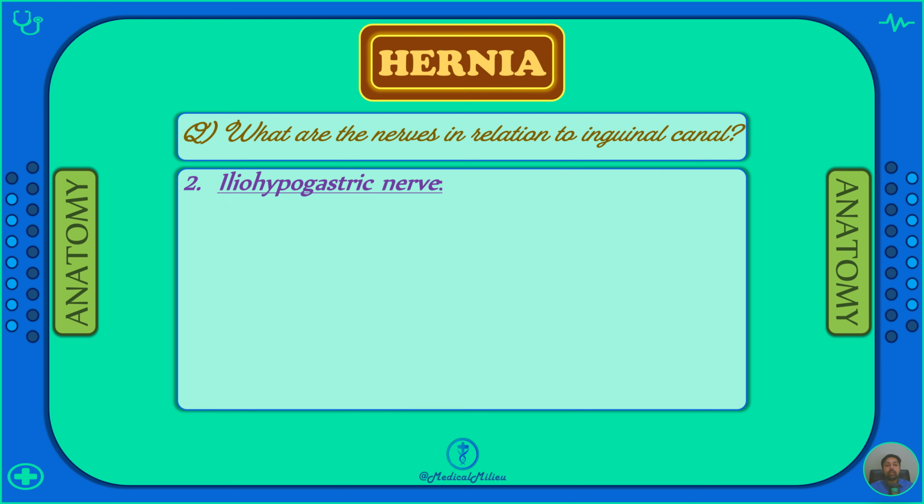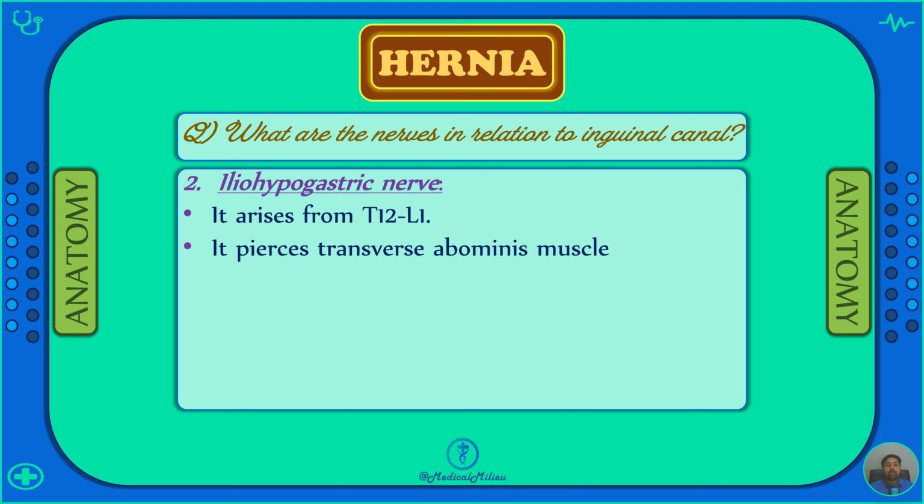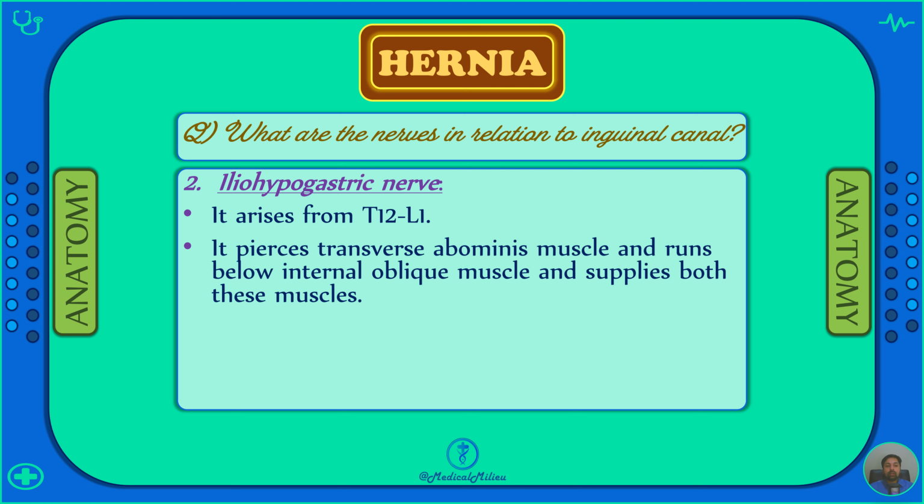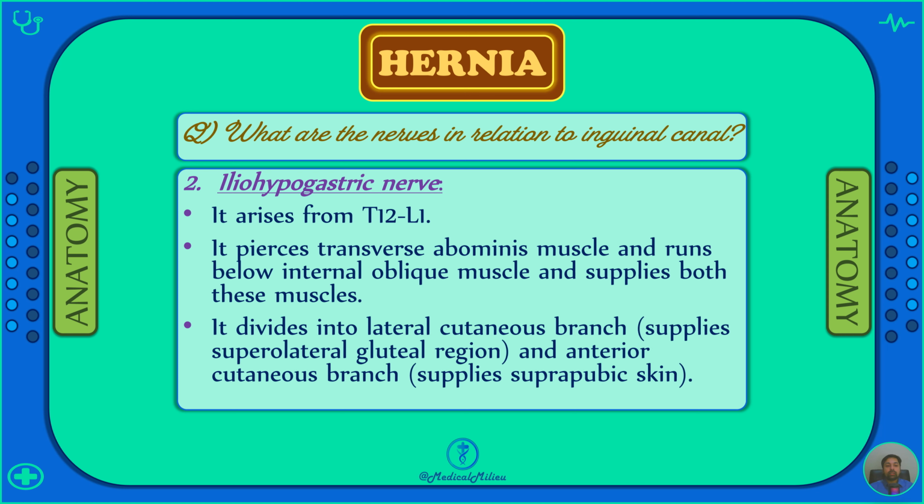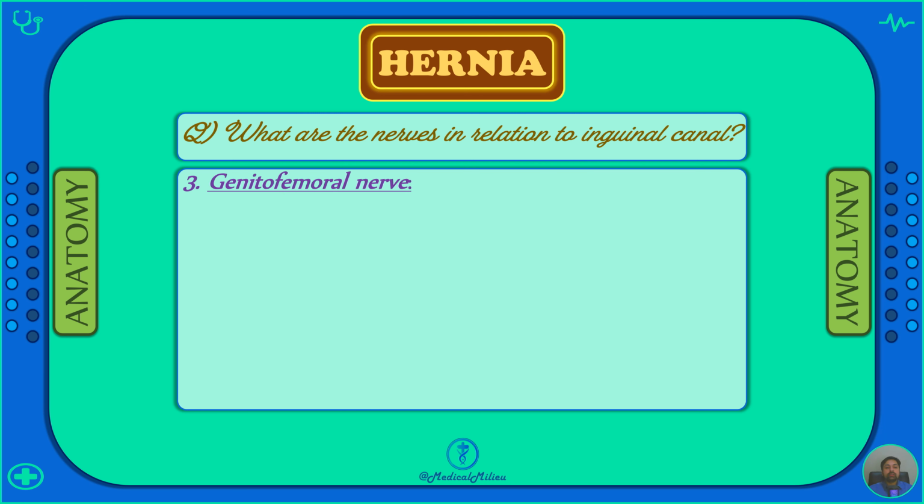Number 2 is the iliohypogastric nerve. It arises from T12 and L1 nerves. It pierces the transverse abdominis muscle and runs below the internal oblique muscle and supplies both these muscles. It divides into a lateral cutaneous branch, which supplies the superolateral gluteal region, and the anterior cutaneous branch, which supplies the suprapubic skin.